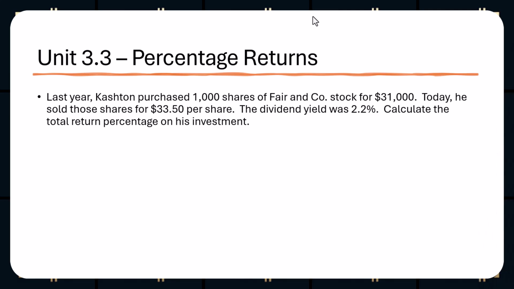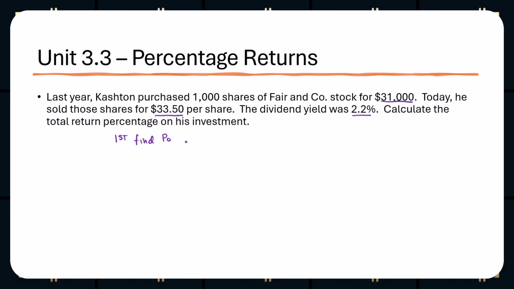Last year, Cashton purchased 1,000 shares of Fair & Co. stock for $31,000. Today, he sold those shares for $33.50 per share. The dividend yield on the stock was 2.2%. Calculate the total return percentage on this investment. Well, the first thing that we need to do is find the price that he paid at the onset of this investment.